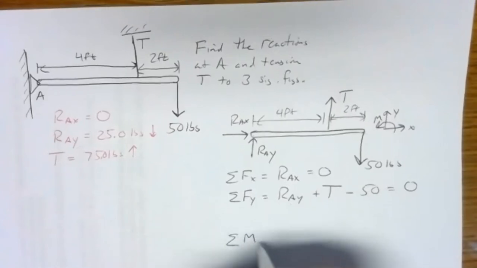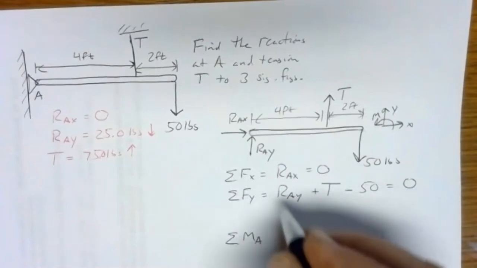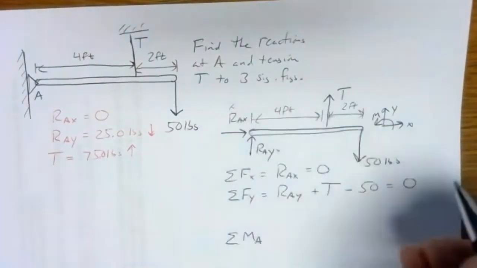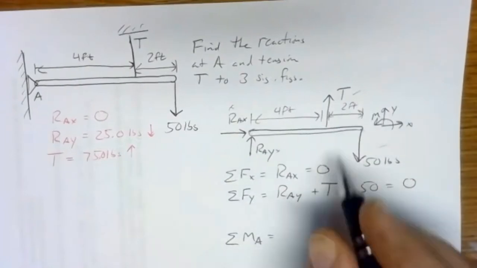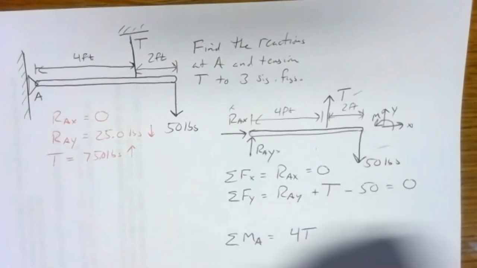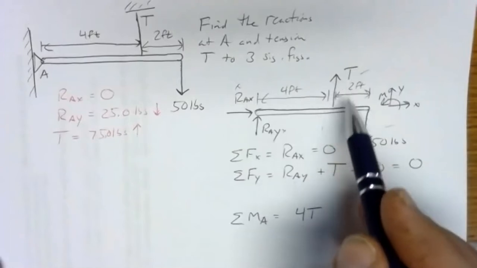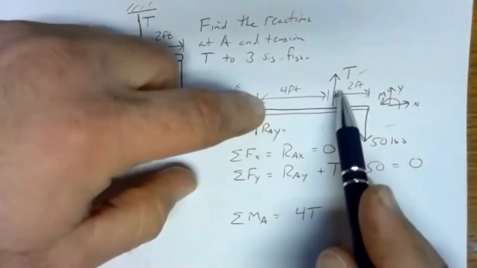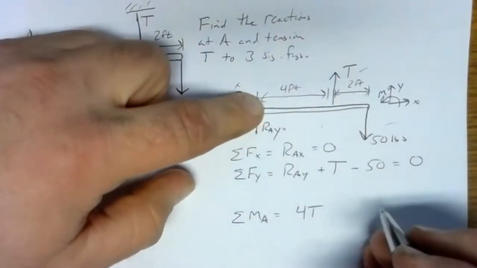And then we've got our sum of moments about a point, and the natural point to pick here would be A. That'll knock out RAX and RAY, but both the tension and the 50-pound force will have a moment. The tension's 4 feet away, so we have 4T. And the direction of T is up here, so if we're pinned at A and pushing up or pulling up at T, that would be a counterclockwise moment, so that's positive.